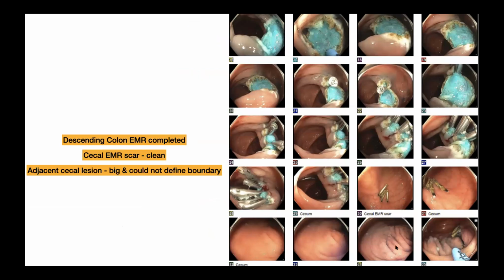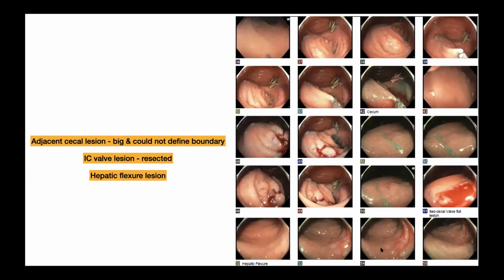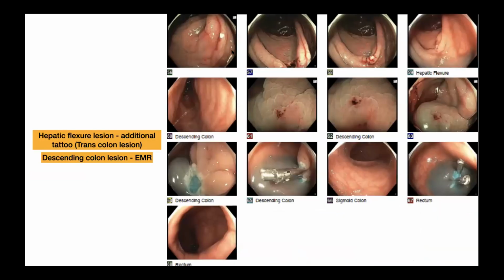And then here, I was a little bit baffled to see this large lesion occupying the entire cecum. And I used a little bit of chromoendoscopy, and I could not define the boundaries of the cecal lesion. So I requested one of my colleagues, Pat Lynch, to come and look at it. And he was surprised. And then he said, this is not something we could resect.